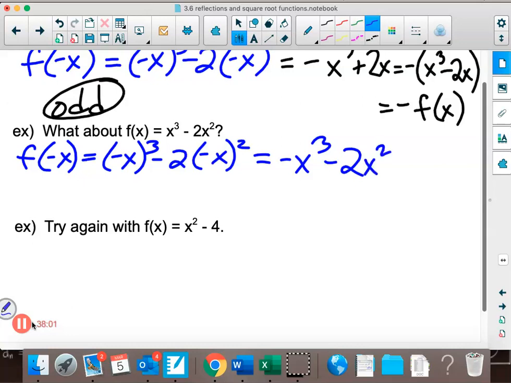So here's the problem. Does this equal our f of x? No. If I factor a negative out, what do we get? Right. Does that equal our f of x? No. Okay. Now, does it equal our f of x? No. So, f of negative x doesn't equal f of x. It doesn't equal negative f of x. It doesn't equal anything. It's a neither.